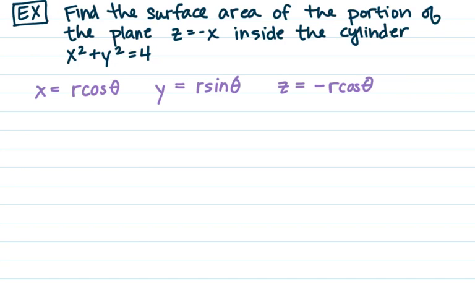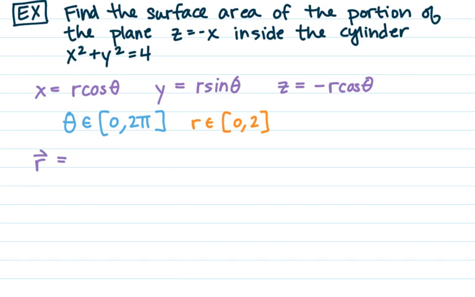Let's also determine our a, b bounds on u, or r, and then our c, d bounds on my v variable, or theta. So theta, because we're inside a circular cylinder, is going to go from 0 to 2 pi. And then what is my radius going to be? Well, the cylinder will have a radius of 2, so that means that my r values are going to be between 0 and 2. So when I set up my integral, I've got a, b, and c, d.